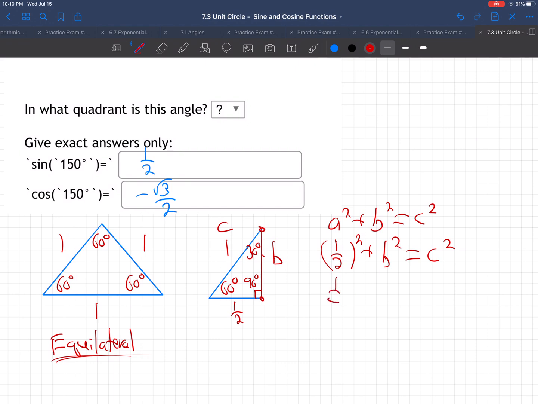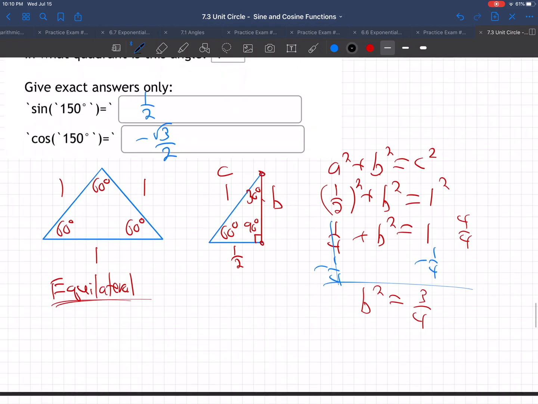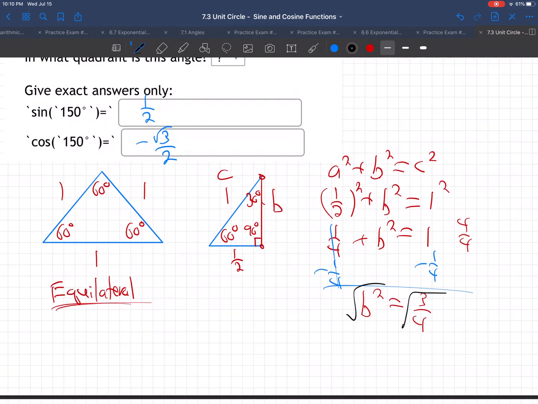So this is a fourth plus b squared. Oh, and the c is 1. I forgot the c is 1. So 1 squared is just 1. So I'm showing you where these come from. Subtract a fourth. Boom. So b squared. What is 1 minus a fourth? Well, that's 4 fourths minus 1 fourth. That's 3 fourths. And then to solve for b, we root it.